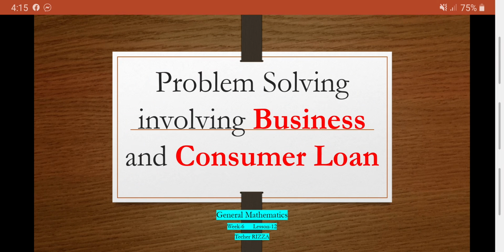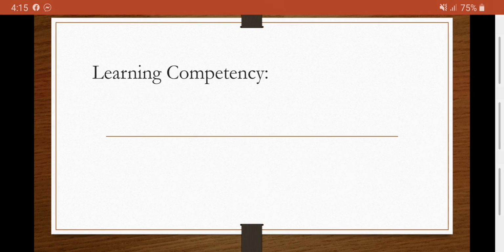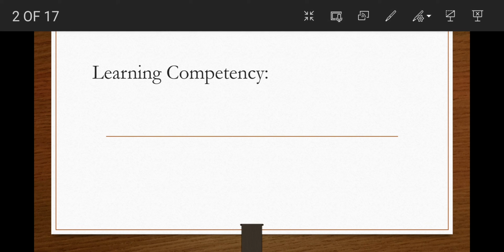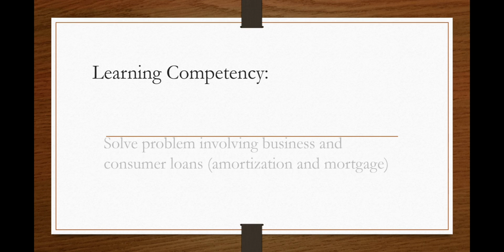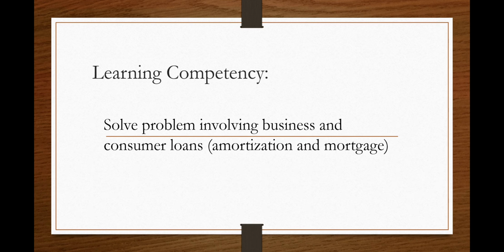And this is our lesson 12 for week 6 in general mathematics. Problem solving involving business and consumer loan. In our learning competency for this lesson, solve problems involving business and consumer loan amortization and mortgage.